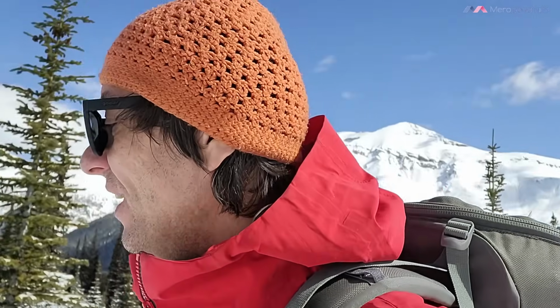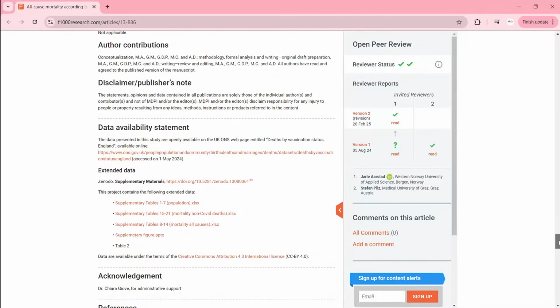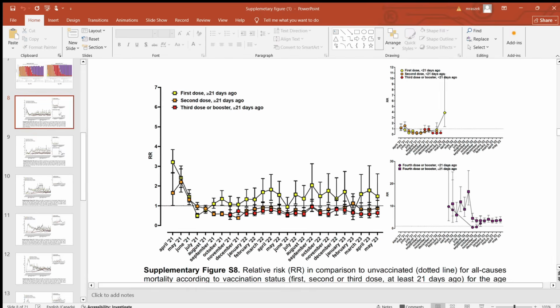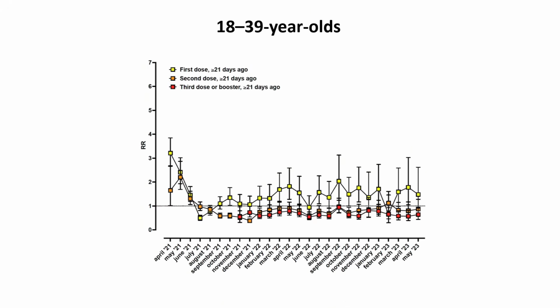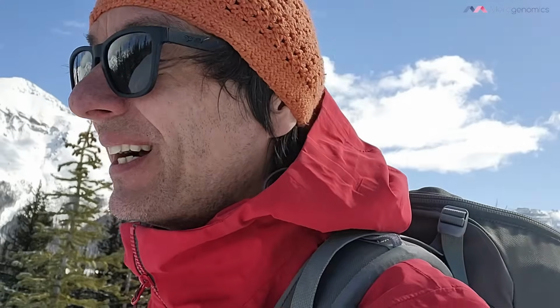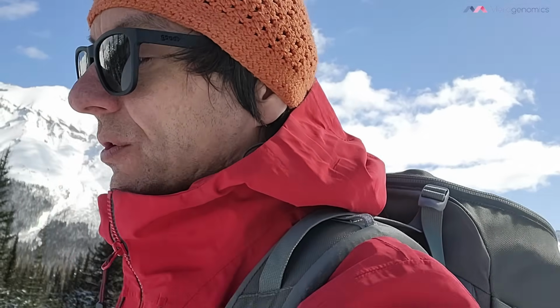The first group we're going to look at is the 18-year-olds to 39-year-olds. There were no kids involved in the study. And here, when you look at the graph, in yellow, you see those who had one shot, so just one COVID shot. You can see that for the vast majority of the time period studied, those who had one shot were at higher risk of dying for any reason than non-vaccinated individuals. It was approaching, on average for the time period, approximately 2-fold higher risk. And this trend you will see for all of the age groups we're going to look at.